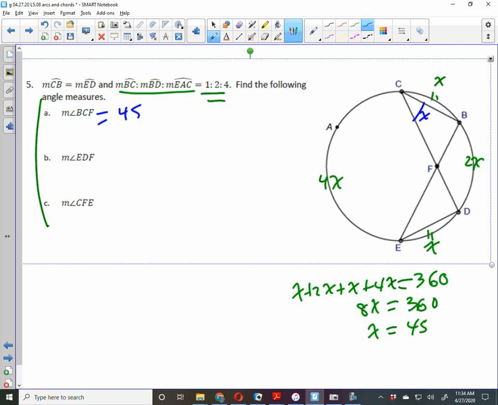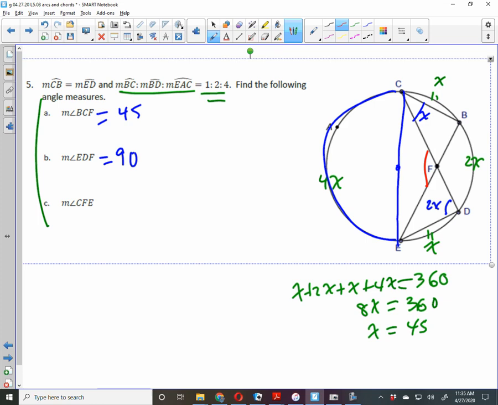EDF is this angle, which is related to this arc, right? That means this is 2x. Well, 2 times 45 is 90. That means you know this is a diameter, just saying, right? CFE. Where's CFE? CFE. This angle here. Wow, that's interesting.